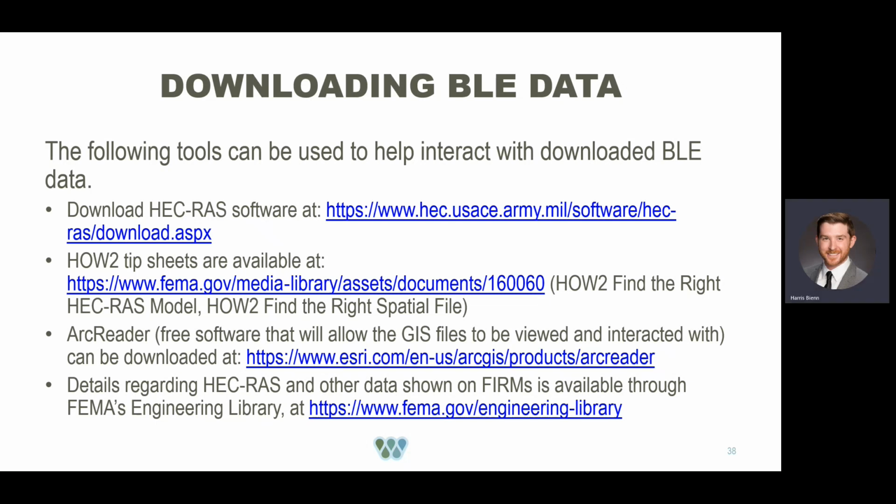To read geospatial data, Esri provides a free tool called ArcReader that allows you to view and interact with GIS files. It can be downloaded directly at the address detailed in the third bullet or by searching for ArcReader. There are several additional open source GIS programs available, QGIS being the most prolific. Details regarding HEC-RAS and other data shown on FIRMs is available through FEMA's engineering library at fema.gov/engineering library.